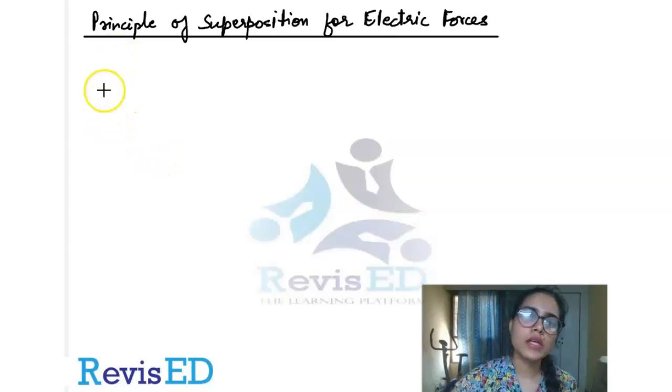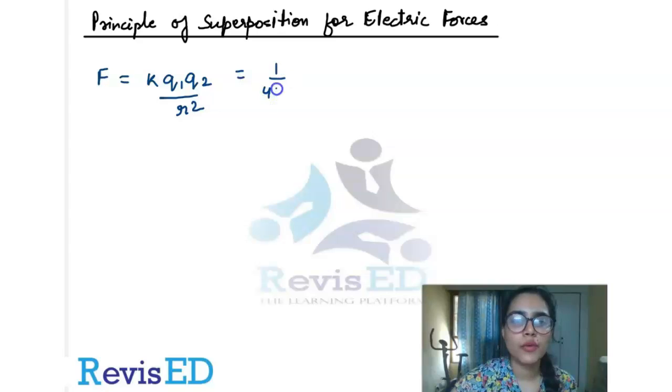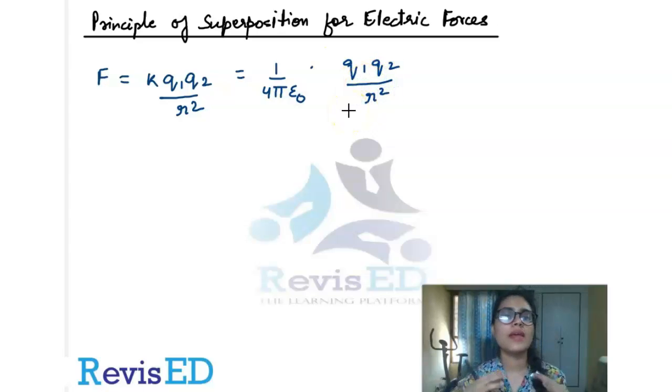So what we have derived, which we also did in Coulomb's law, is that this force is equal to K Q1 Q2 by R square, or we can say 1 by 4 pi epsilon naught into Q1 Q2 by R square. This is what we have derived, and this was what?